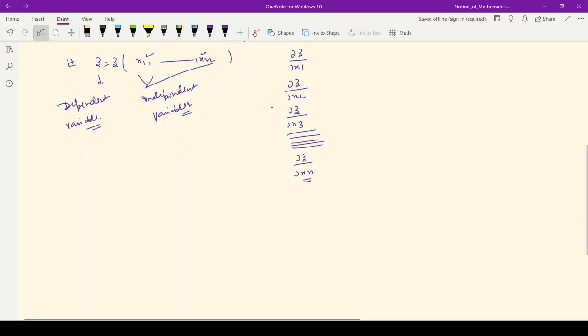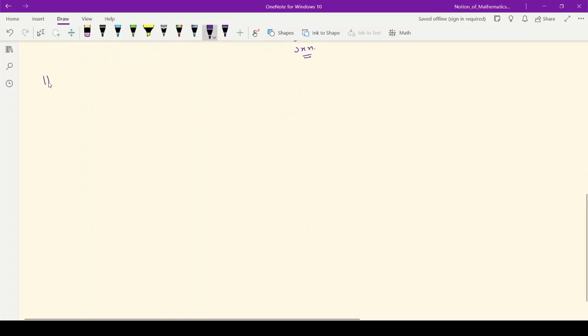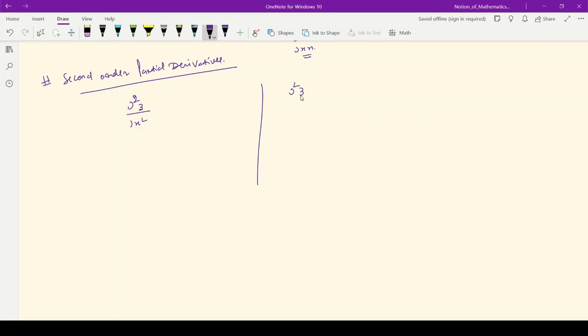Students, thereafter I will talk about the second order partial derivatives. So how to understand this? If I am writing partial 2z by partial x2, or partial 2z by partial x partial y, or partial 2z by partial y2, all these are second order partial derivatives.